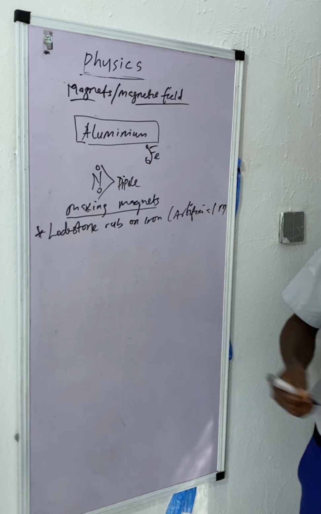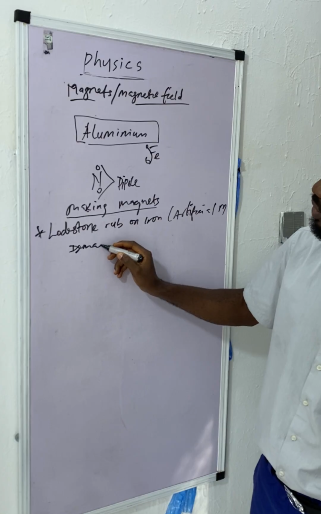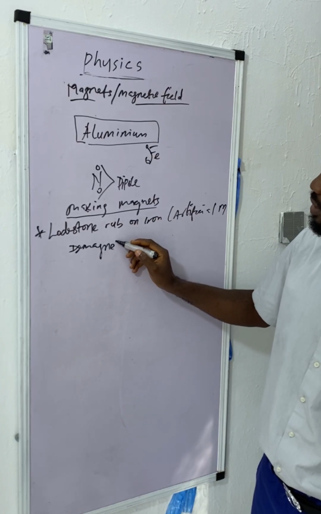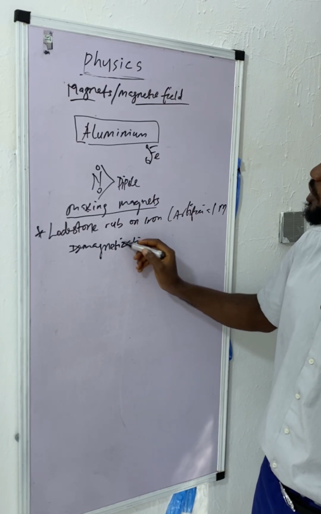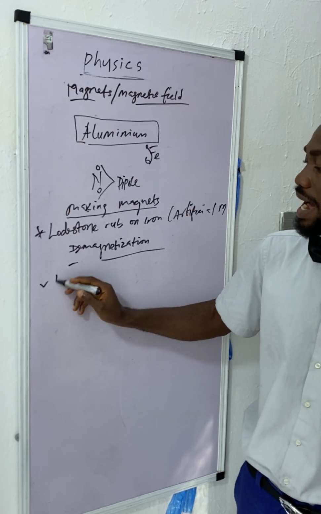All right. Now let's look at demagnetization. Demagnetization or breaking magnets. How do we do that? The first one is hammering.